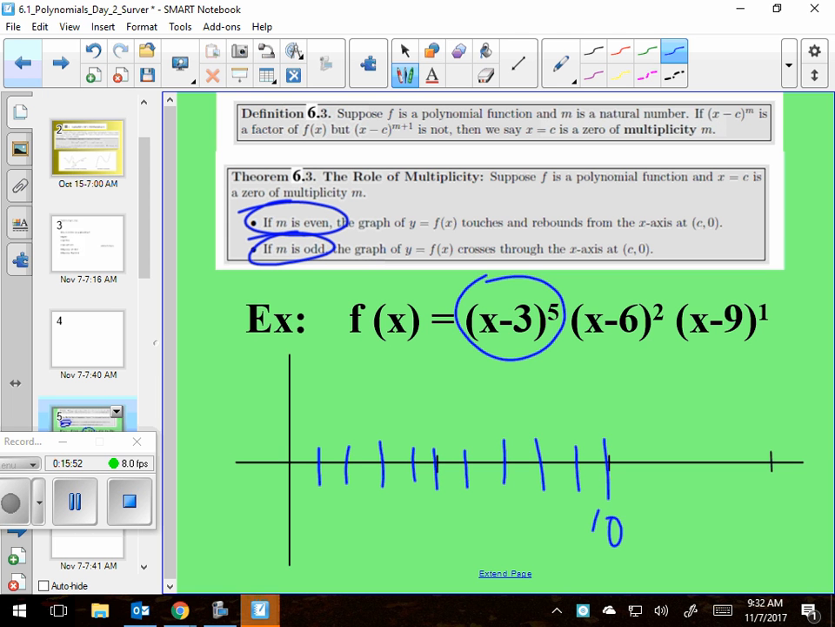So that's 10. Okay. So then at +3, which would be right here, it's cutting through. I just don't know to which direction yet. At +6, it's bouncing. And at +9, cutting through again.